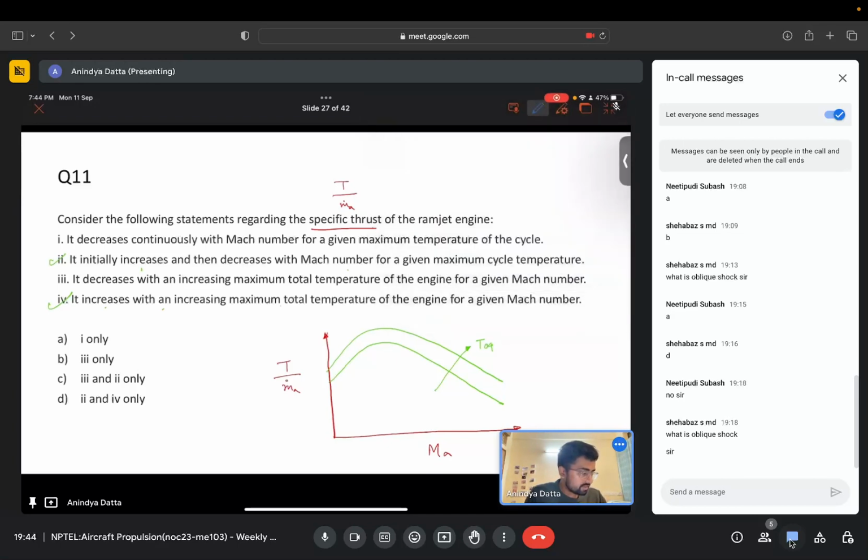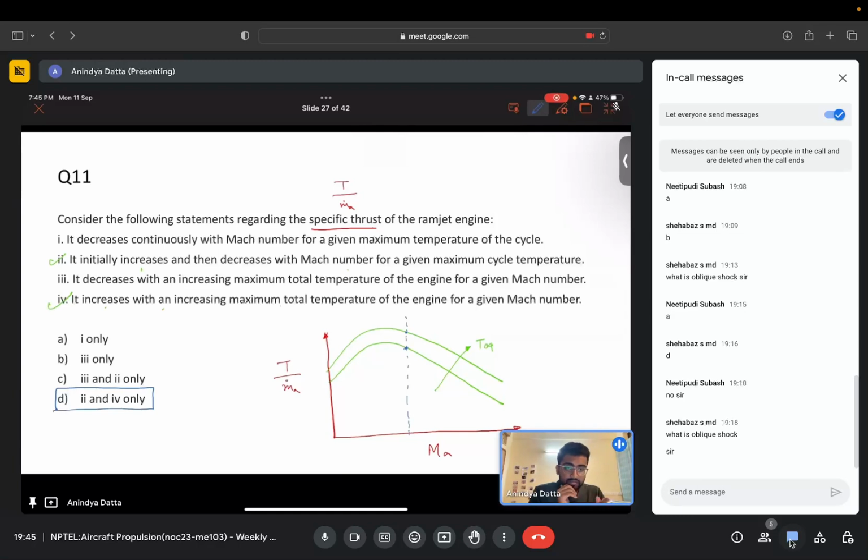So if you fix a Mach number at a point, this is like a vertical line. If you now go from this temperature and increase the temperature, your specific thrust will increase. So statement 4 is right. So the correct answer is option D.